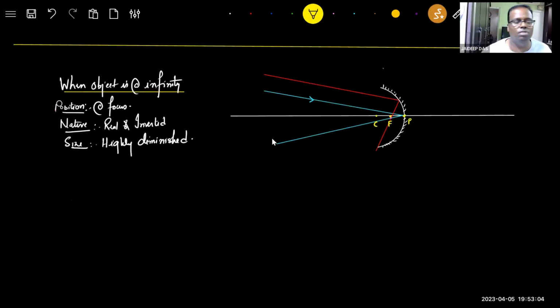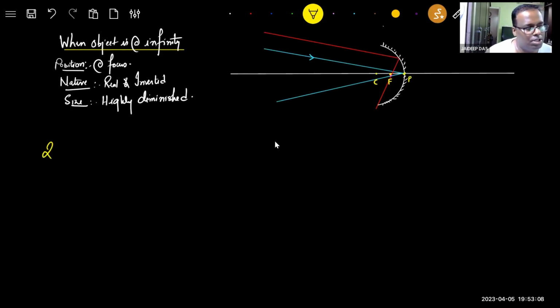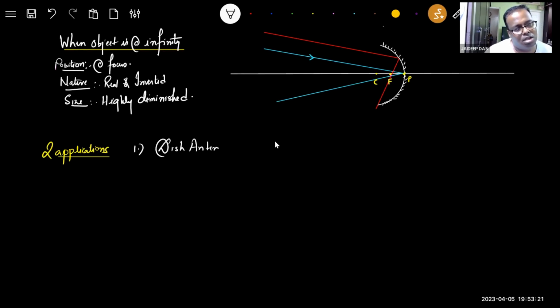When object is placed at infinity, इसके हम लोग 2 applications देखते हैं. One of the applications I have already discussed with you, and that is the dish antenna. Object is at infinity. So how does your dish antenna function? Your dish antenna is functioning in this manner.